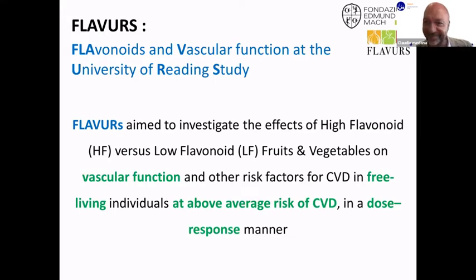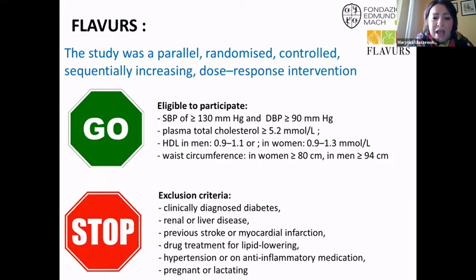This is the third example, a dose response study, the dietary intervention with low and high flavonoid fruit and vegetables given to a free-living population with a high risk of cardiovascular diseases, with very particular exclusion and inclusion eligibility criteria.